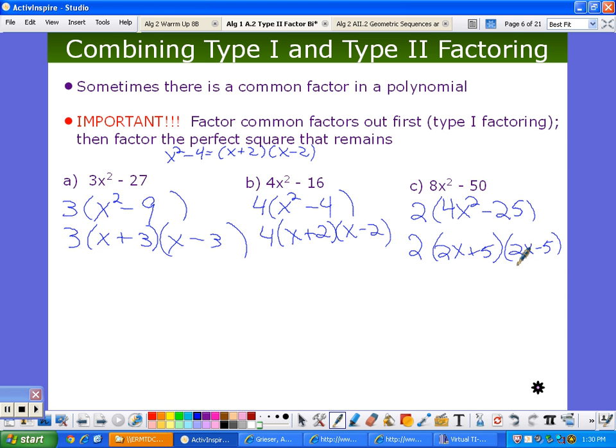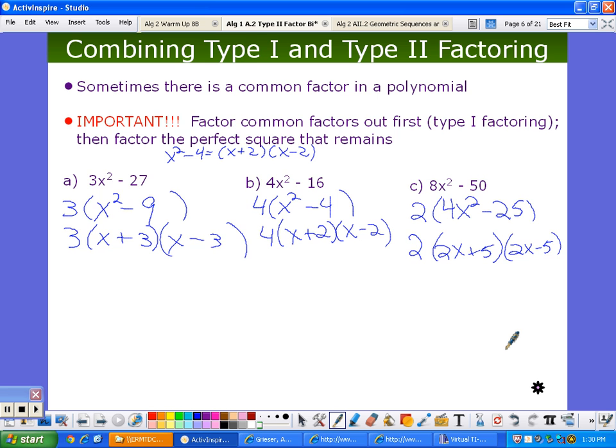Take the square root of 4x squared, that's 2x. Square root of 25 is 5, plus and minus. Remember that the factor you took out here is still here because it has to work. And if you multiply all this back, you should get back up here, which we will. Any questions? That's not so bad.